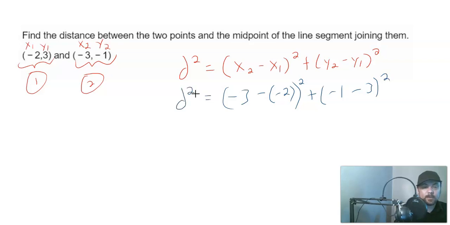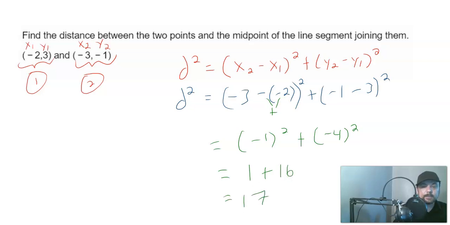And then I just simplify. And so this will become a plus, right? So this will be negative 3 plus 2, which is going to be negative 1 squared. Plus, this will be negative 1 minus 3, which is going to be negative 4 squared. And so when you square those, even though the numbers came out negative, after you square them, they become positive, right? So negative 1 squared is 1. Negative 4 squared is 16. And so we're going to get 17 here.